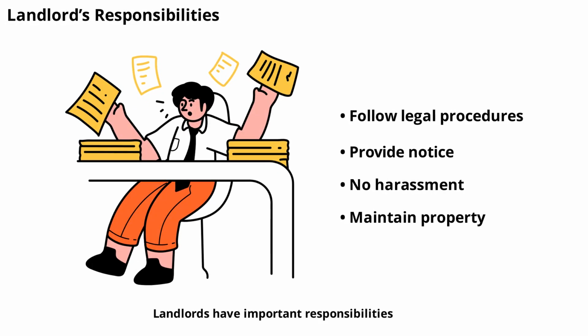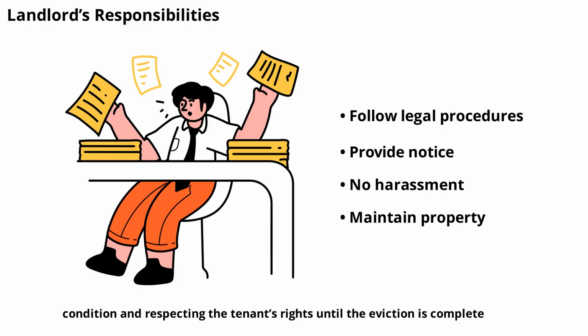Landlords have important responsibilities throughout the unlawful detainer process. They must follow all legal procedures, provide proper notice, and avoid any actions that could be considered harassment or illegal eviction. Landlords are also responsible for maintaining the property in a habitable condition and respecting the tenant's rights until the eviction is complete. Failing to meet these responsibilities can result in legal consequences and delays in the eviction process.